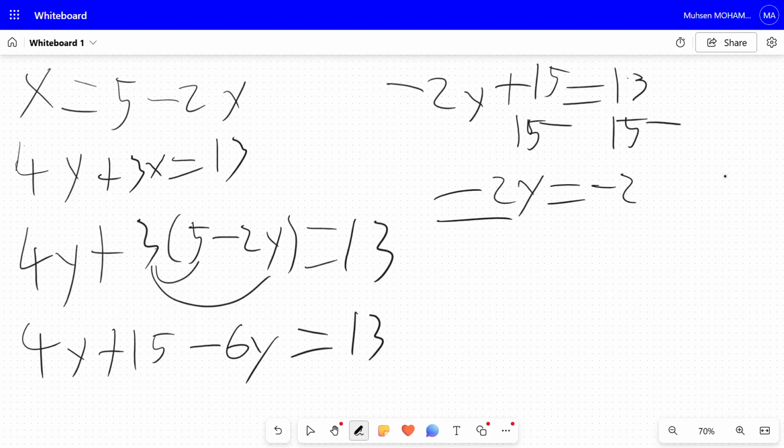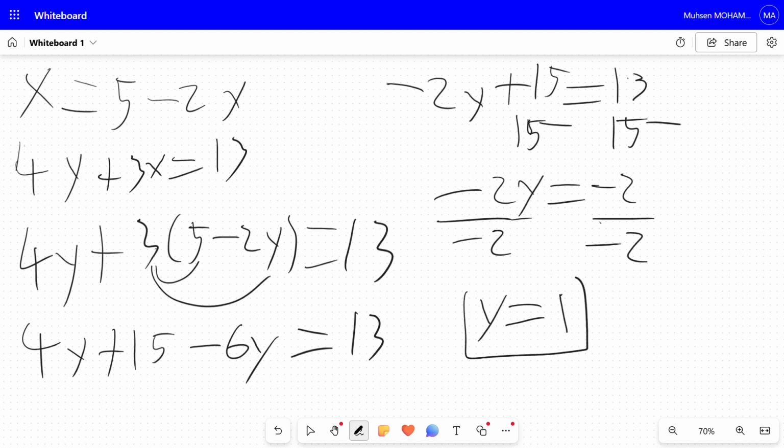Then I can divide by minus 2 on both sides, which will give me y is equal to 1. Then I can plug in y to the equation.